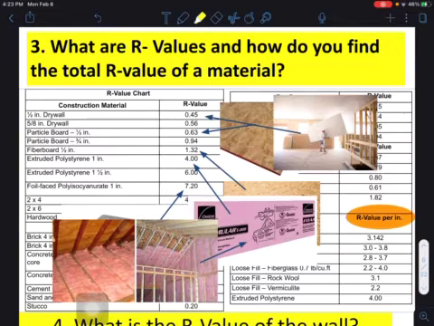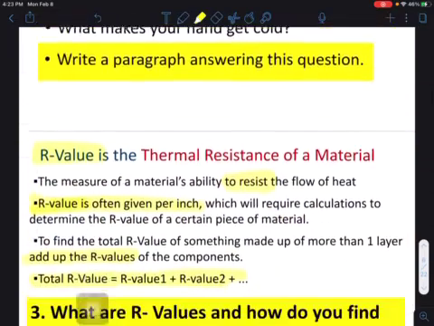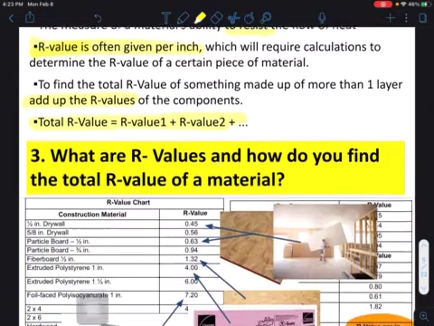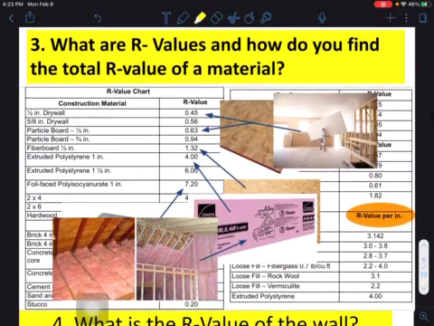Okay, the R value, again, we just looked at this. R value is thermal resistance, okay, the ability to resist flow. And this is just a chart. It's called an R value chart.